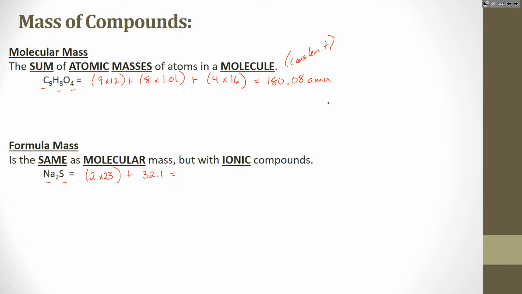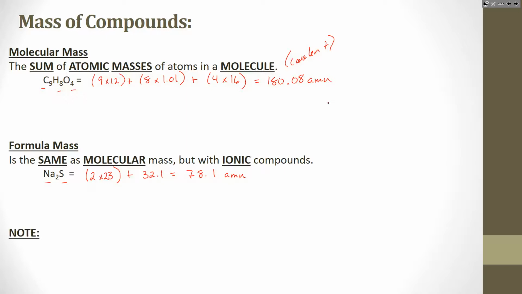So 2 times 23 is 46, and 32.1 should be 78.1 AMUs. Let me just double check that. Times 2 plus 32.1. Yes. Okay. So that's how we do formula mass and molecular mass.